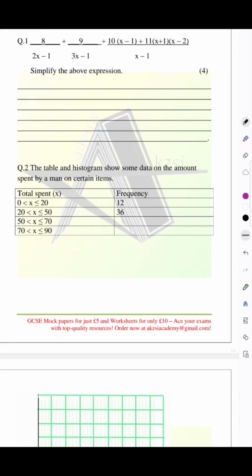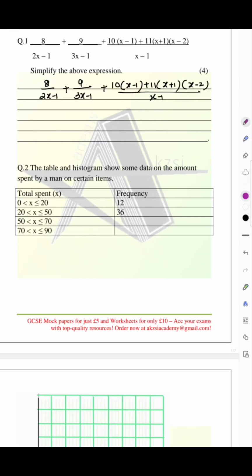Question 1 is 8 over 2x minus 1, plus 9 over 3x minus 1, plus 10 times x minus 1, plus 11 times x plus 1 times x minus 2, over x minus 1, and you just have to simplify this expression.